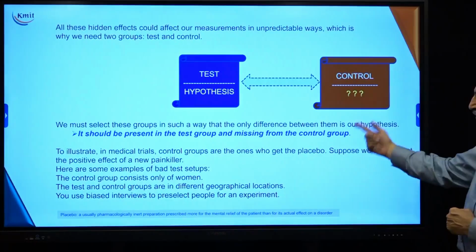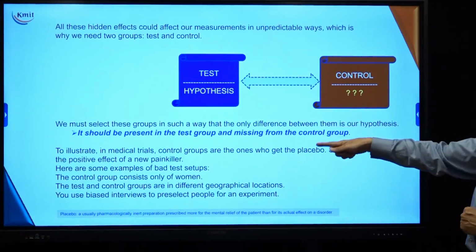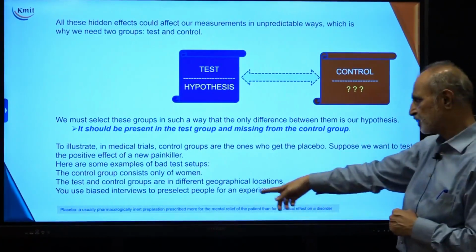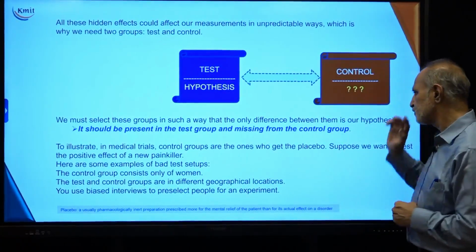Okay. So in the test we put a hypothesis, under the control I have a question mark, that means there is no hypothesis. The hypothesis has to be tested under the testing condition. So we must select these groups in such a way that the only difference between them is our hypothesis. It should be present in the test group and missing from the control group.